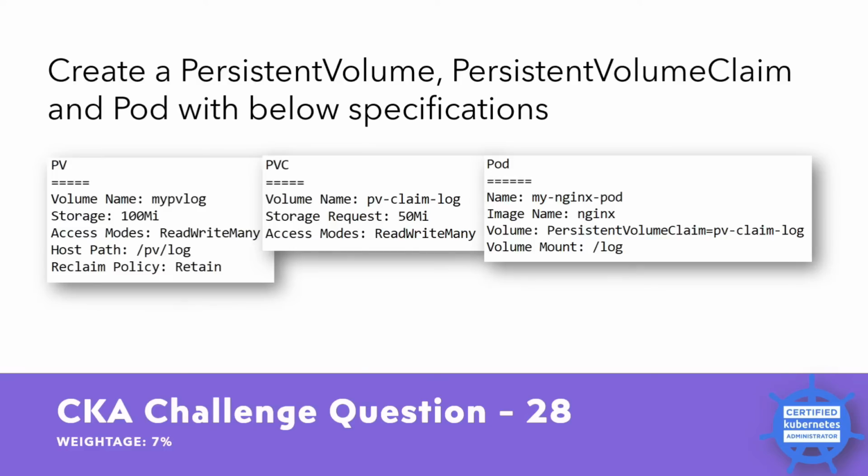This question is asking you to create three Kubernetes objects with specific specifications: a persistent volume (PV), a persistent volume claim, and a pod. The PV you need to create should have a volume name of mypvlog, a storage capacity of 100Mi, and access mode of ReadWriteMany. It should use the host path /pv/log and have a reclaim policy of Retain.